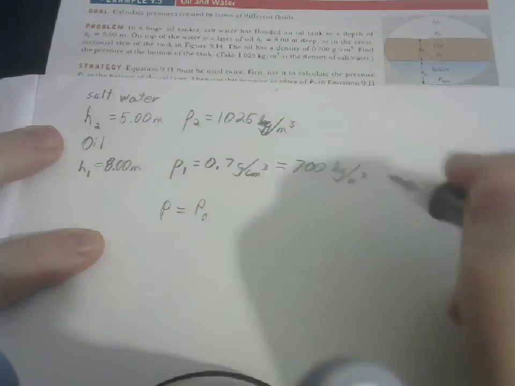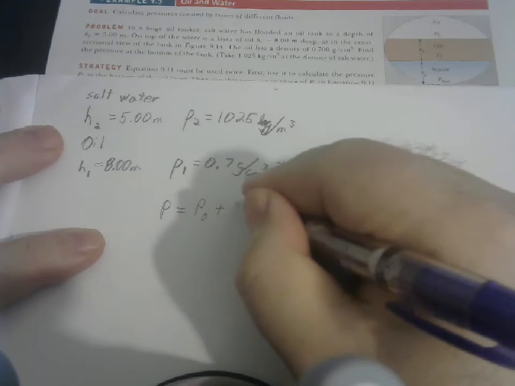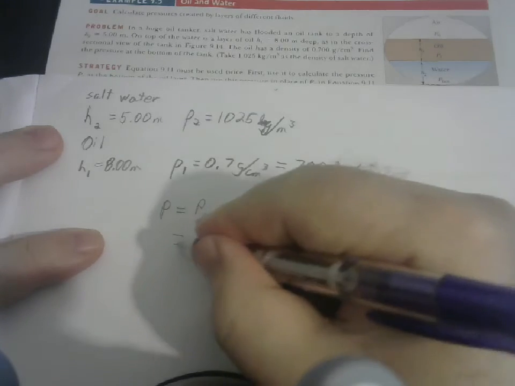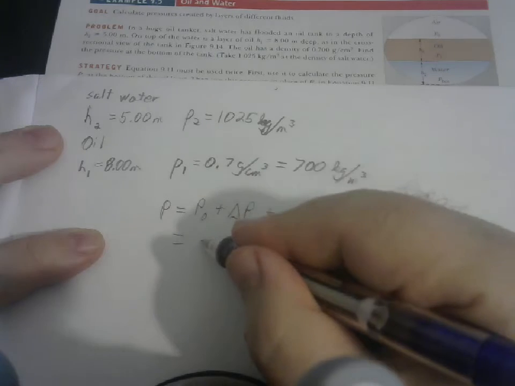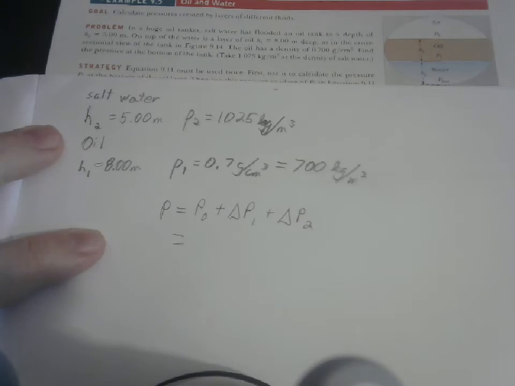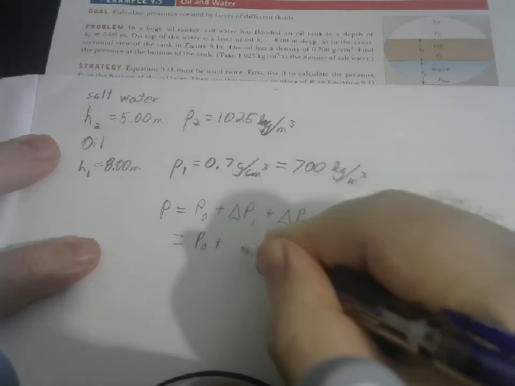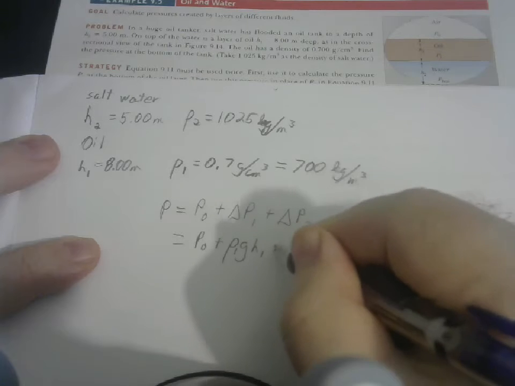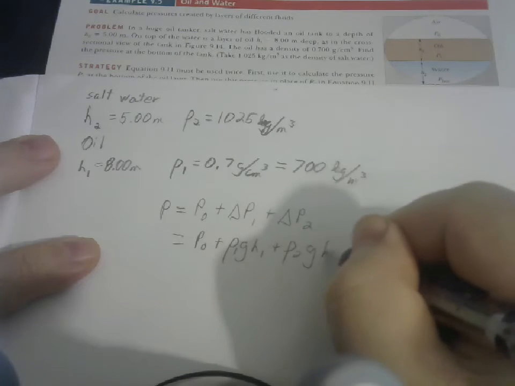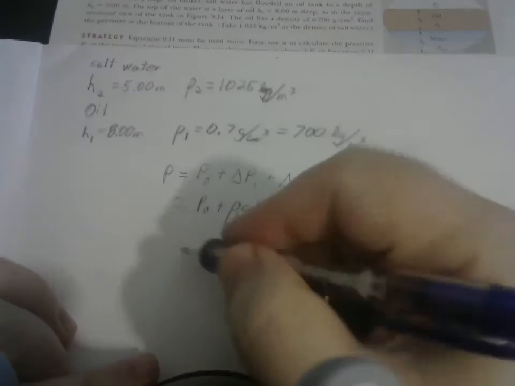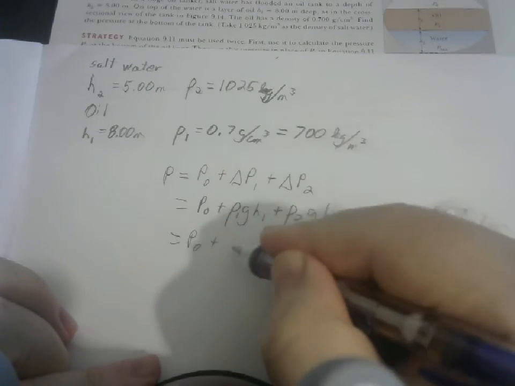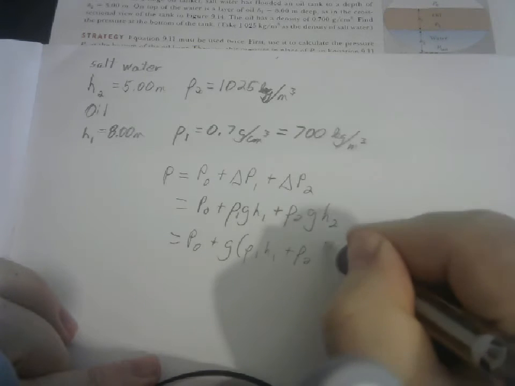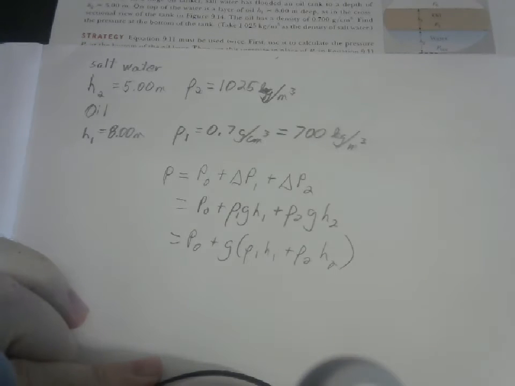So it's going to be air pressure plus delta P1 plus delta P2, which will be P sub naught plus rho1 G H1 plus rho2 G H2, or P naught plus, we can pull the G out of there and go rho1 H1 plus rho2 H2, if you like, or not.